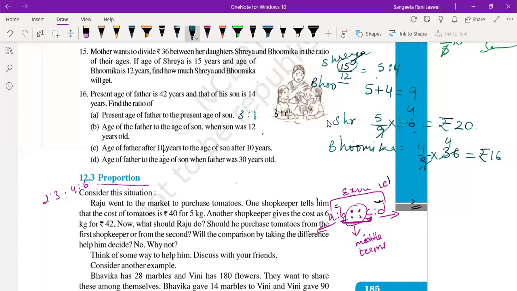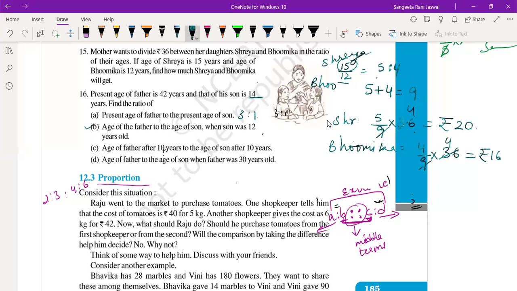Read the second part now. Age of the father to the age of son when son was 12 years old. Now you have to find the ratio of the father's age to the age of son when the son was 12 years old. Now see, the present age is 14 years. So when was the son 12 years? Ma'am, 2 years back. 2 years, no? Before 2 years, the son's age was 12 years. So before 2 years, what was father's age then? Ma'am, 40. 40. So then you have to find the ratio.